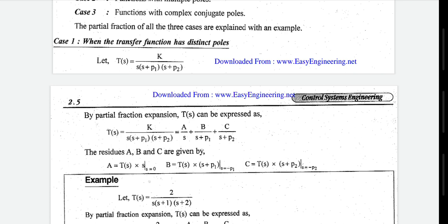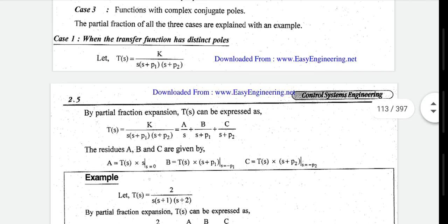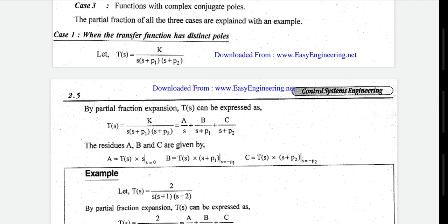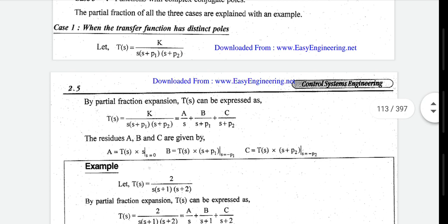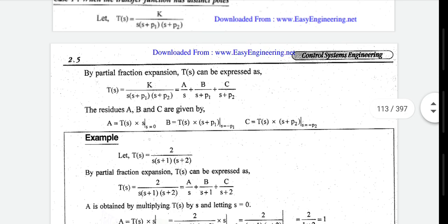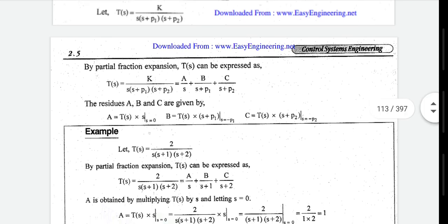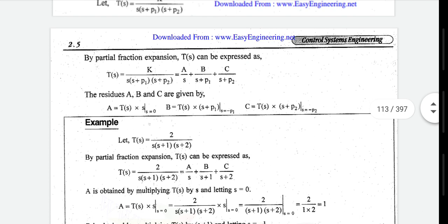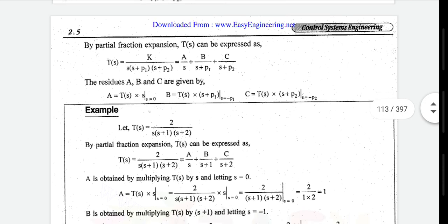If you have the denominator like this, how are you going to express T of s? By using the partial fraction expansion. T of s is equal to K by s into s plus p1 into s plus p2, and you write that actual expression as A by s plus B by s plus p1 plus C by s plus p2.